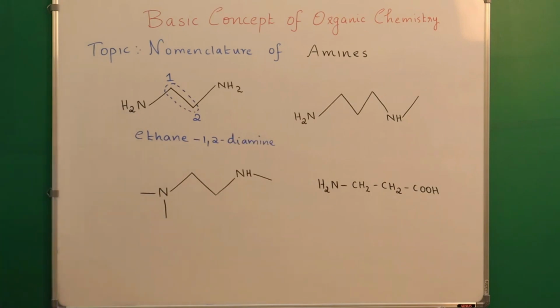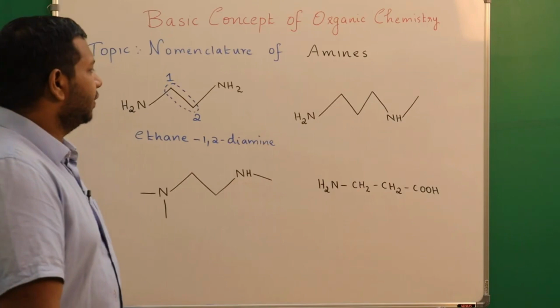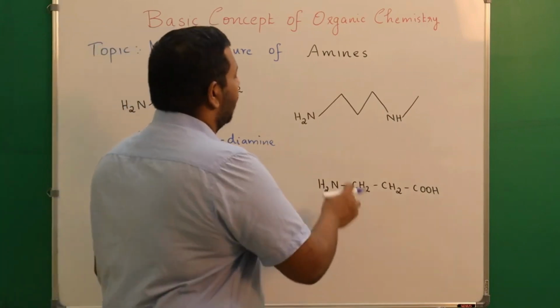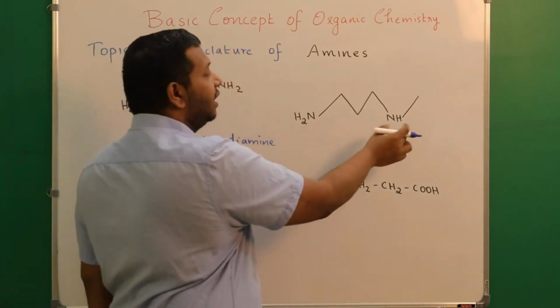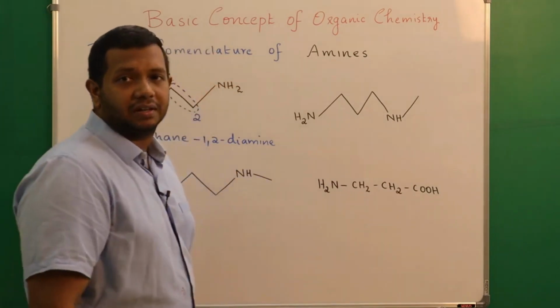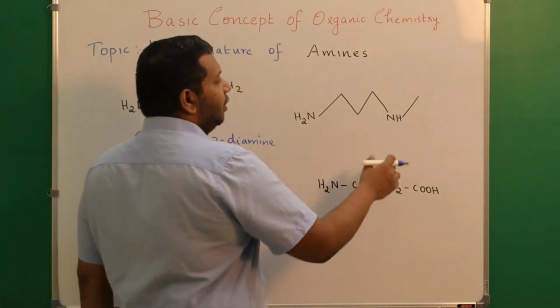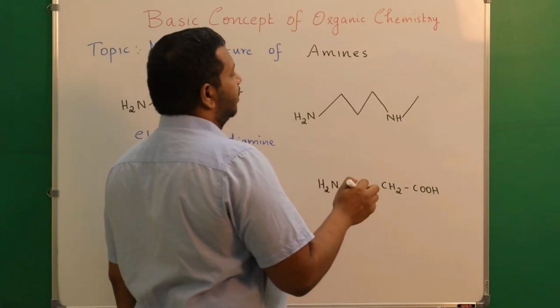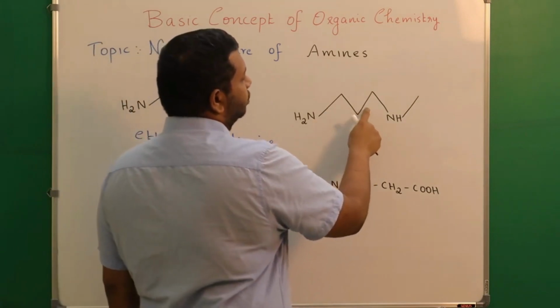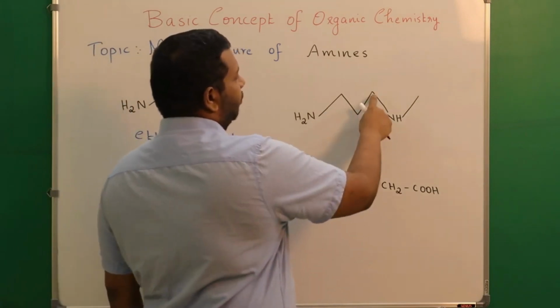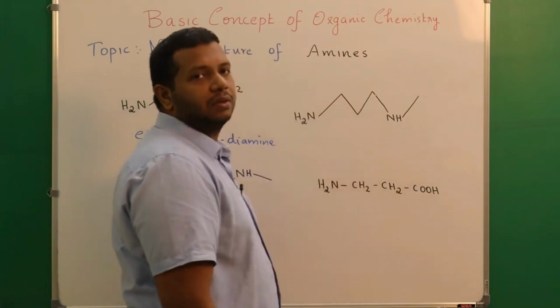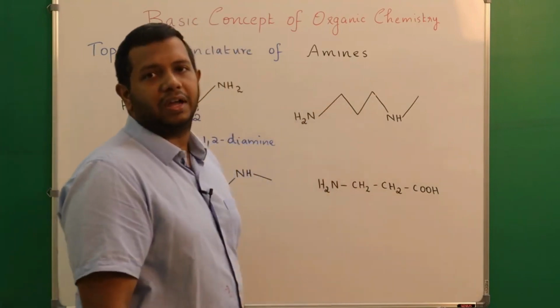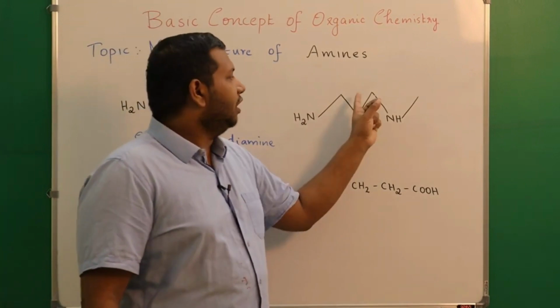Ethane 1, 2 diamine. Okay. Now coming to the next one, here you can see one primary amine is connected and the other is a secondary amine is connected, correct? So we know that again we need to number it. So numbering can be 1, 2, 3 or it can be 1, 2, 3. Either way you can number it.